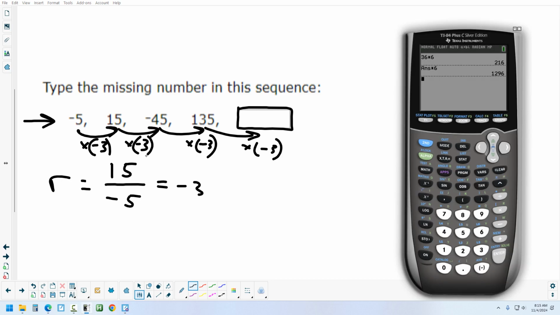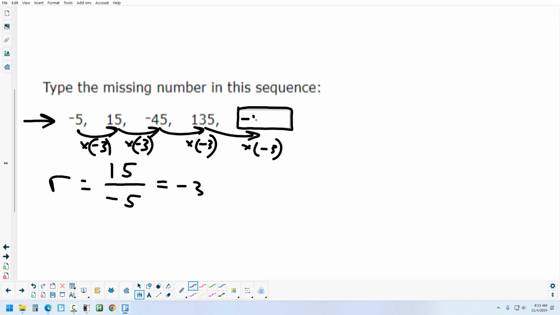So now to figure out what's going to go in the box, can somebody else tell me what I'm going to type in on my calculator? Yeah. 135 times negative 3. Times negative 3. Yep. So that's negative 405. I don't have a number after the last one to check it with, so I can't check it. But that is the pattern. So negative 405.